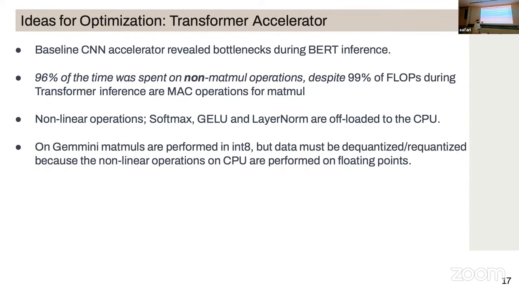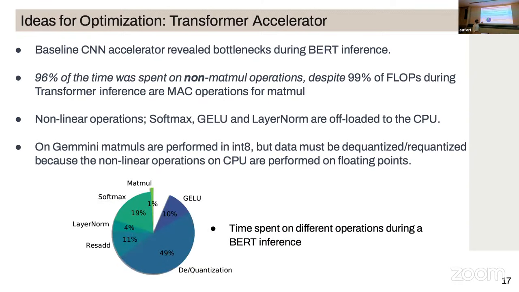And then finally, Gemini is configured such that it does all the matrix multiplications in integer of 8 bits. And this means that all the weights and activations must be dequantized and quantized, because the nonlinear operations, which are conducted on the CPU, have to be performed in floating point units, because that's how the CPU is configured. So if we look at the time spent on different operations during a single BERT inference, only 1% was spent on matrix multiplication, despite the fact that 99% of floating point operations for inference are actually matrix multiplications. And instead, it was wasting a whole lot of time on this dequantization, and also spending a lot of time on the nonlinear operations.